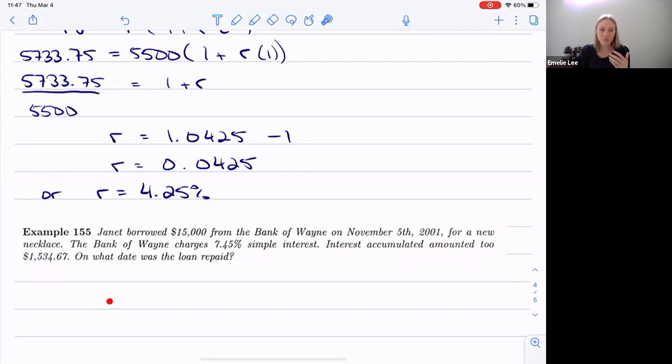Okay, so she borrowed $15,000 for a new necklace. And by the time it came to pay this back, after a rate of 0.0745, she had accumulated interest charges of $1,534.67. What we're going to do is convert this. So how much did she have to pay back on the repayment date?